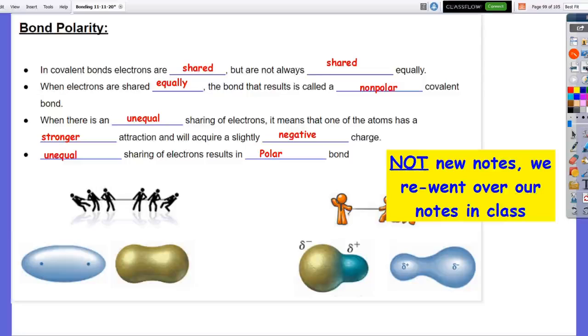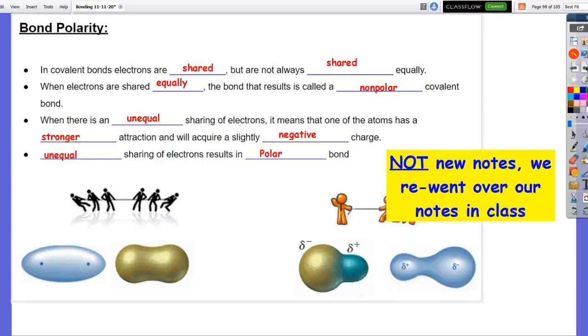Then we also refreshed bond polarity. So remember, electronegativity is how strongly an atom can attract electrons towards it. The only time we're really counting a bond as nonpolar in our class is if it's the same element. So if it's 2 oxygens bonded together or 2 chlorines, if I compare their electronegativity differences, we would say those are nonpolar. There's no difference.